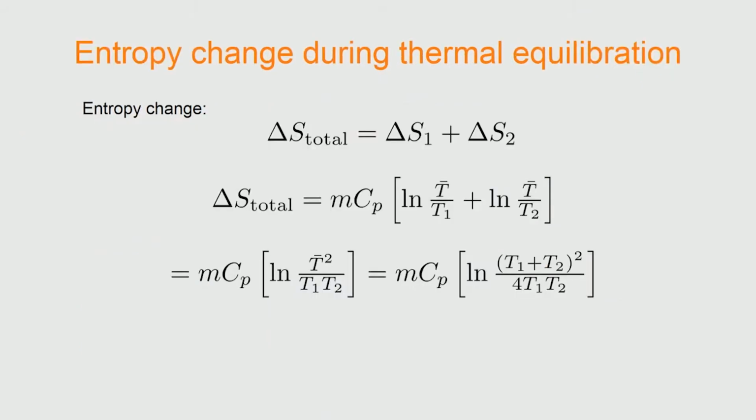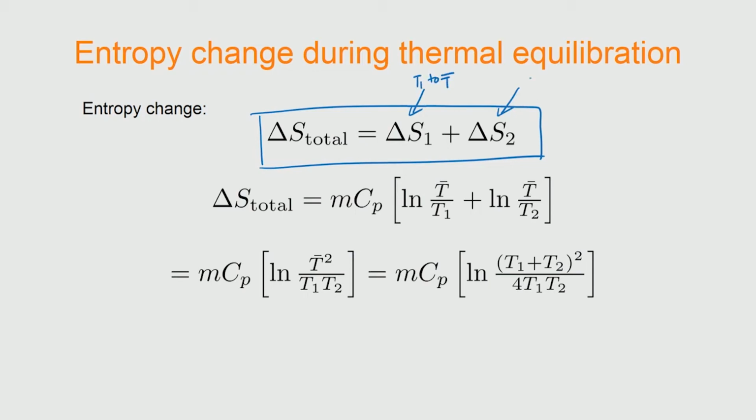So, you write the entropy change for the entire body in this manner. You say that the entropy change for the first body is delta S1 and for the second body is delta S2. This is going from T1 to T bar, this is going from T2 to T bar, and you could write delta S is basically integral dS, and that we write as delta Q by T, and we already know that delta Q is given by, for example, mCp dT.